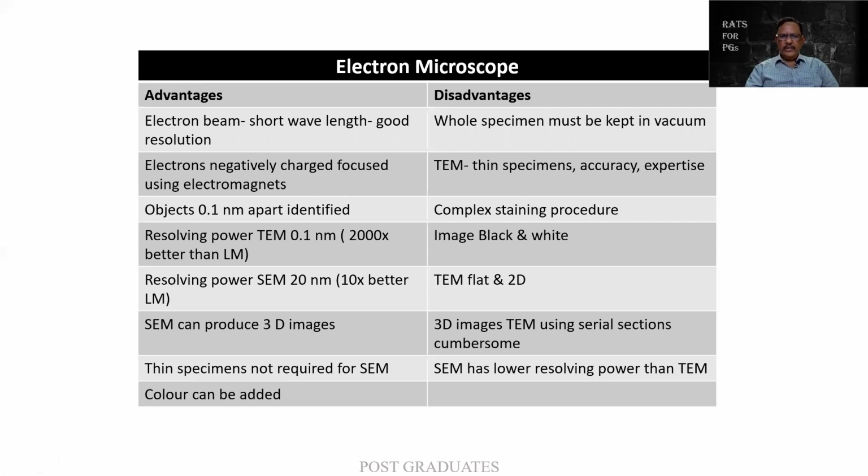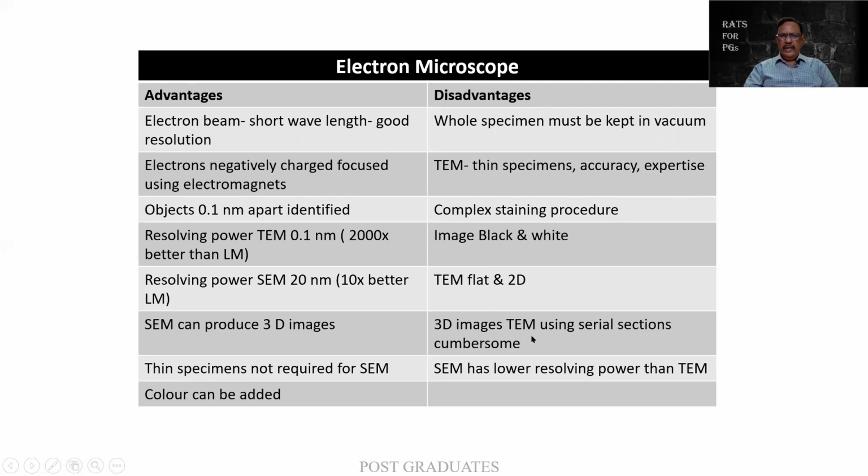It has a very high resolving power, and the scanning microscope can produce three-dimensional images. Thin sections are not needed for scanning, and color can be added to the scanning electron microscope. The disadvantages are the entire specimen must be kept in a vacuum, and thin specimens, accuracy, expertise, complex staining procedure. The images are black and white, flat and two-dimensional.